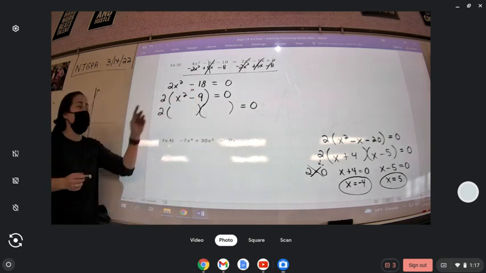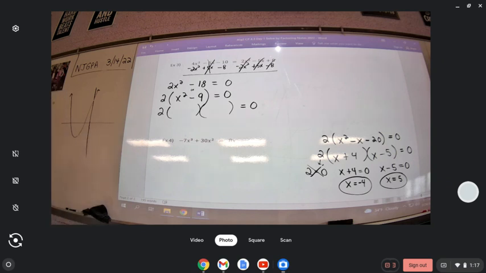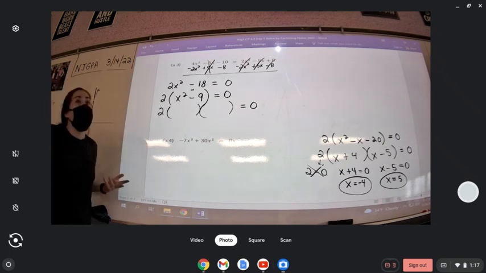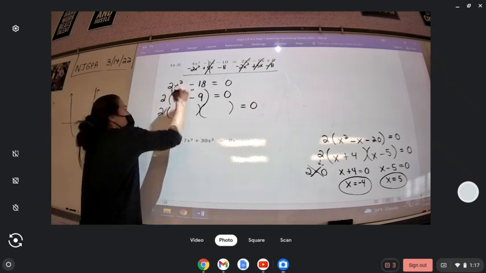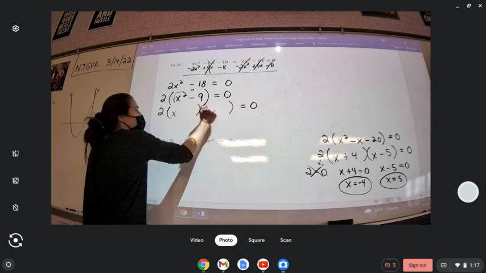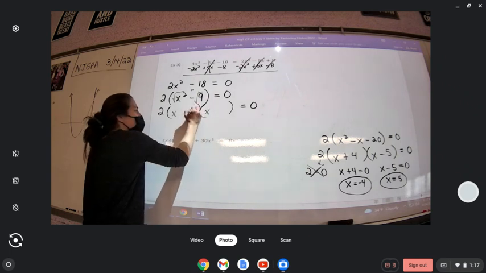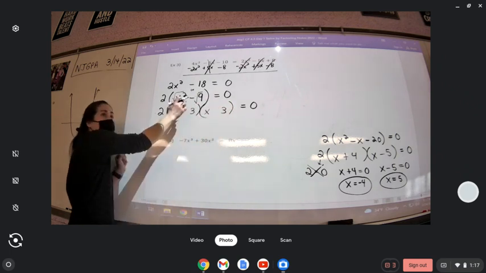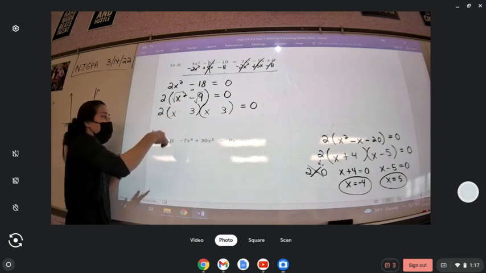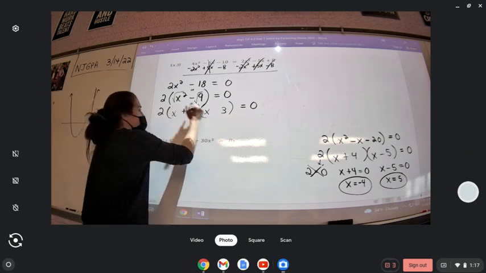Or, does anybody recognize who x squared minus 9 is? The difference of 2 perfect squares. So if you want, just take your square roots. What's the square root of x squared? X. What's the square root of 9? 3. And what signs do I need to multiply to that negative 9 and add up to 0? Positive and negative. And you're done.